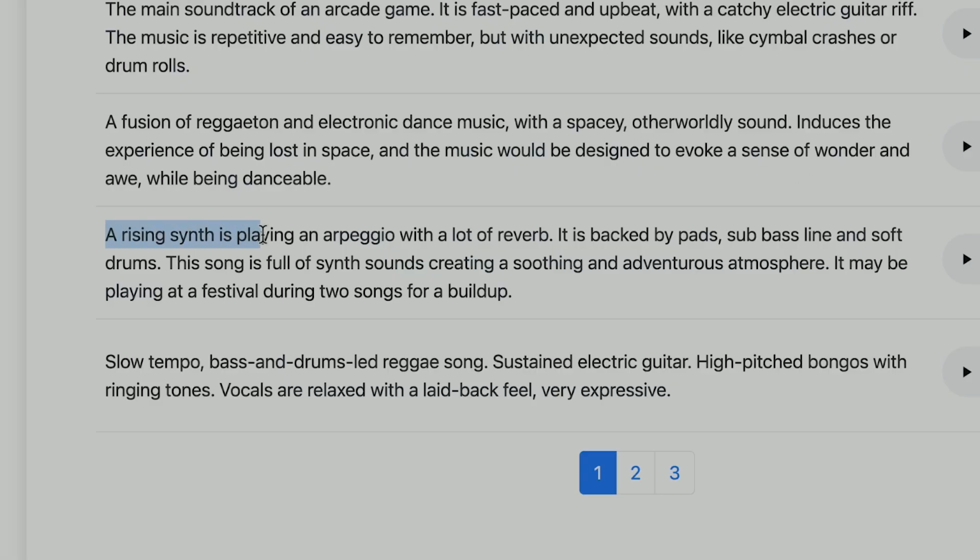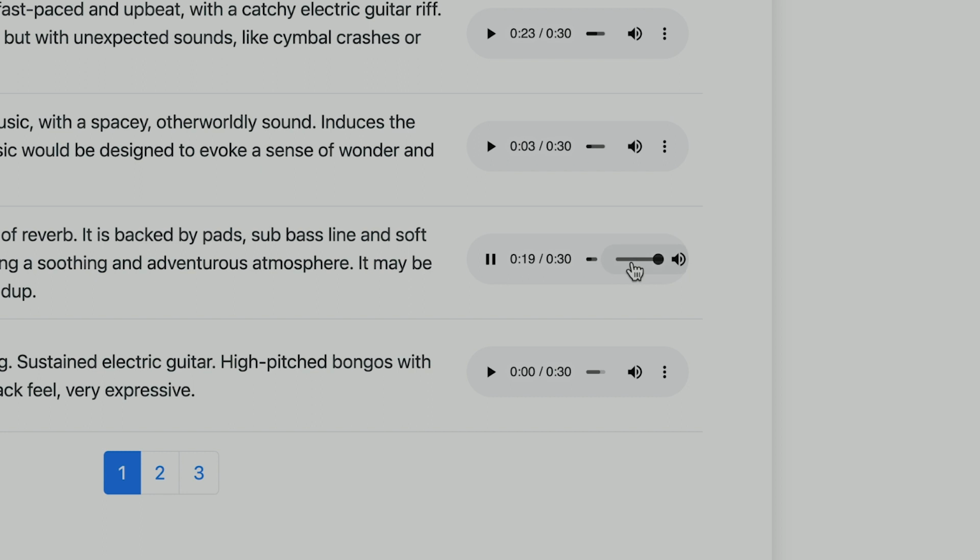A rising synth is playing an arpeggio with a lot of reverb. It is backed by pads, sub-bass line, and soft drums. This song is full of synth sounds, creating a soothing and adventurous atmosphere. It may be playing at a festival during 2 songs for a build-up. It's starting to build up.